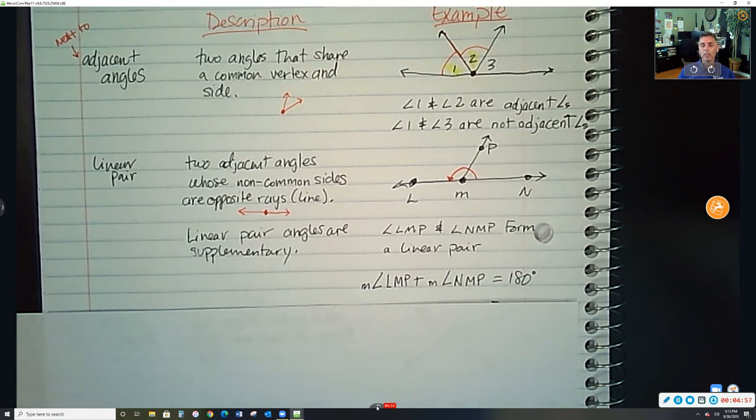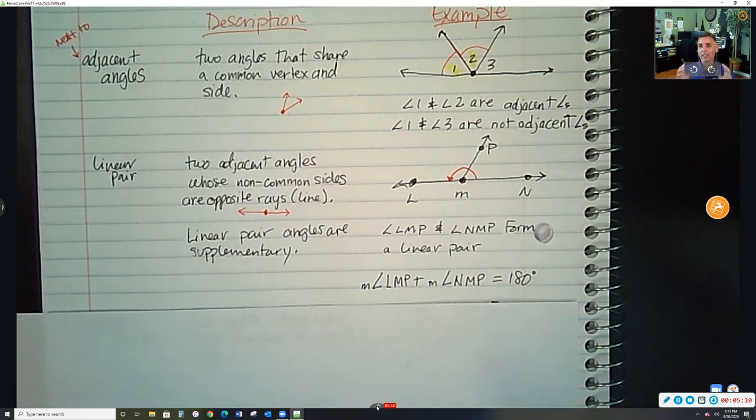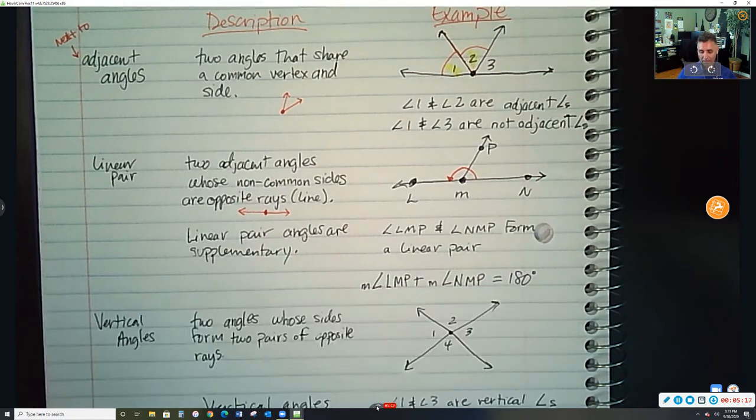So these are important, these 2 right here. This one specifically is on the test we're going to take in like 2 days. You're going to be given a diagram and it's going to say identify the linear pair. Well, you need to look for the straight line. So let's look at the last example.